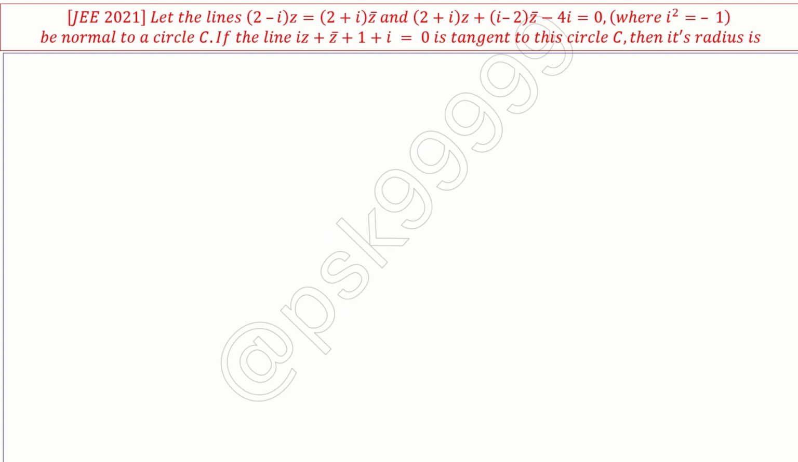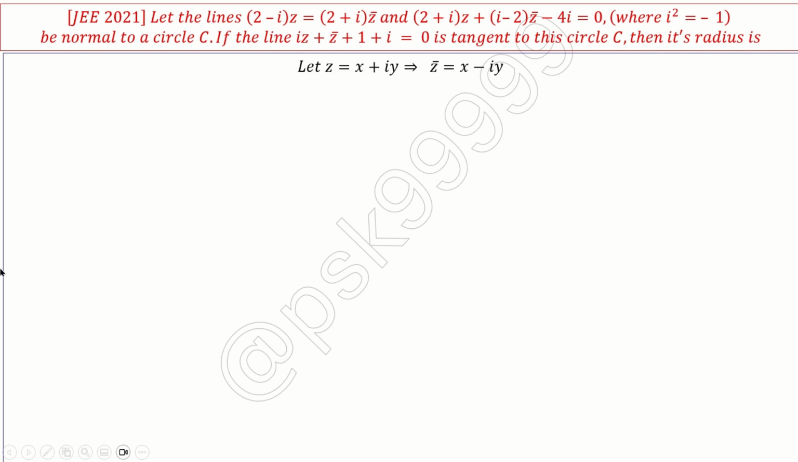Let the lines (2 minus i)z equal to (2 plus i)z bar, and (2 plus i)z plus (i minus 2)z bar minus 4i equal to 0, where i square equals minus 1, be normal to a circle C. If the line iz plus z bar plus 1 plus i equal to 0 is tangent to this circle, then what is its radius? First find out these two equations, and then let's see what we get.